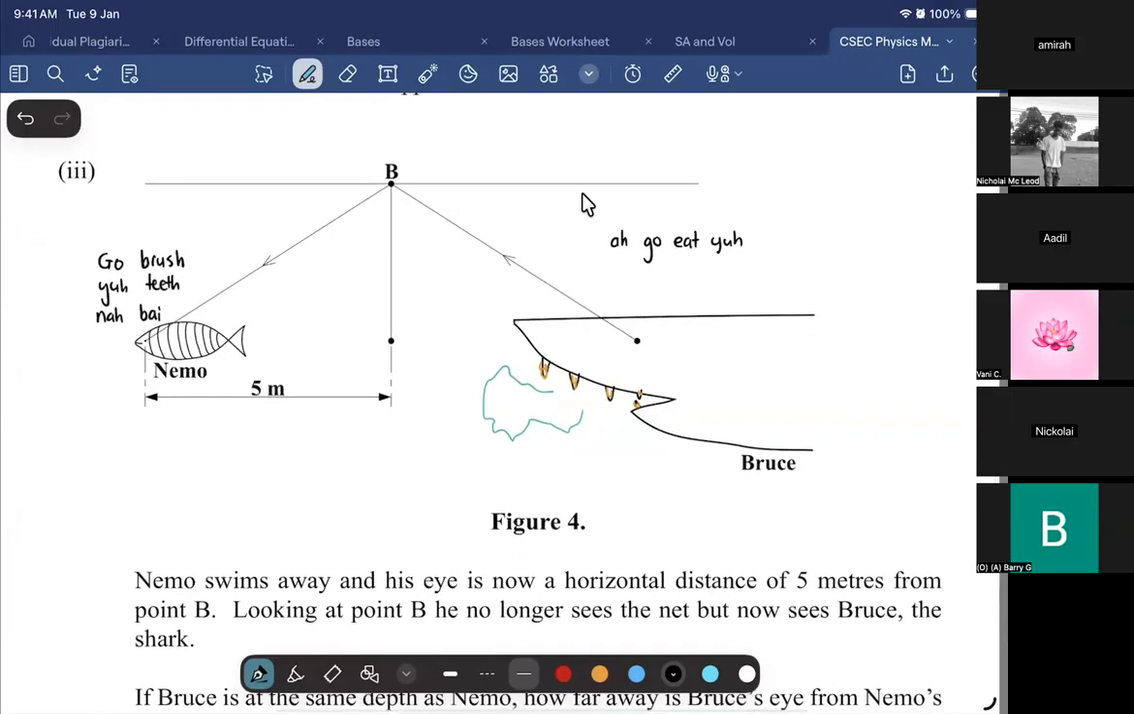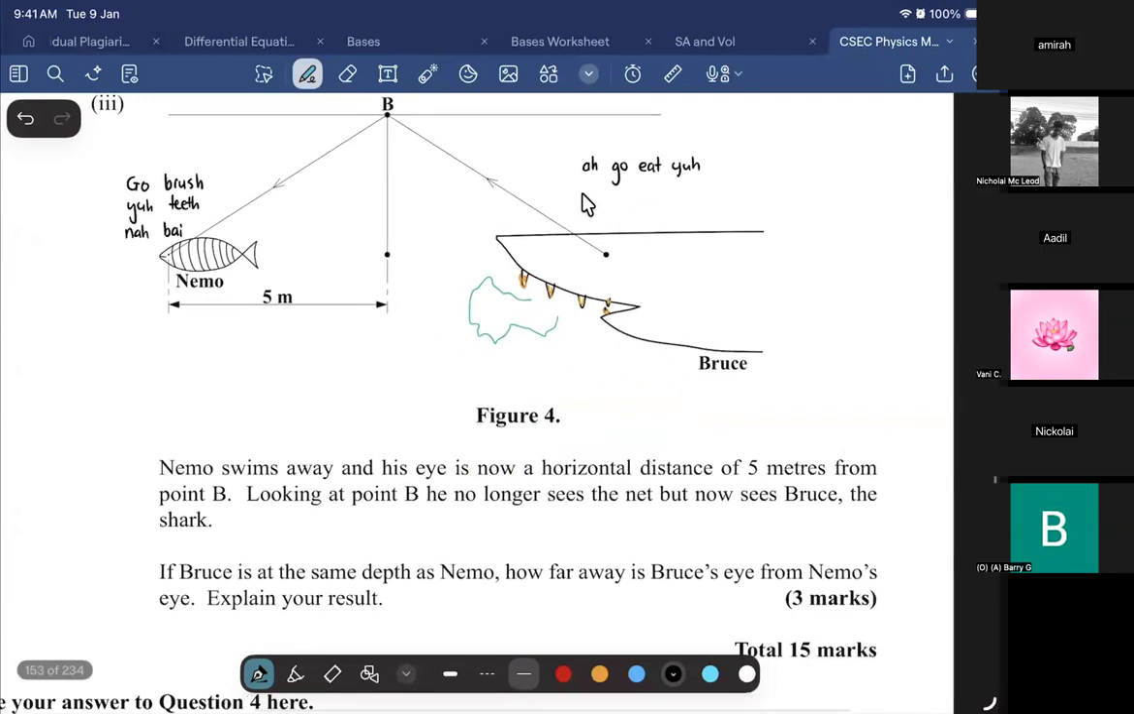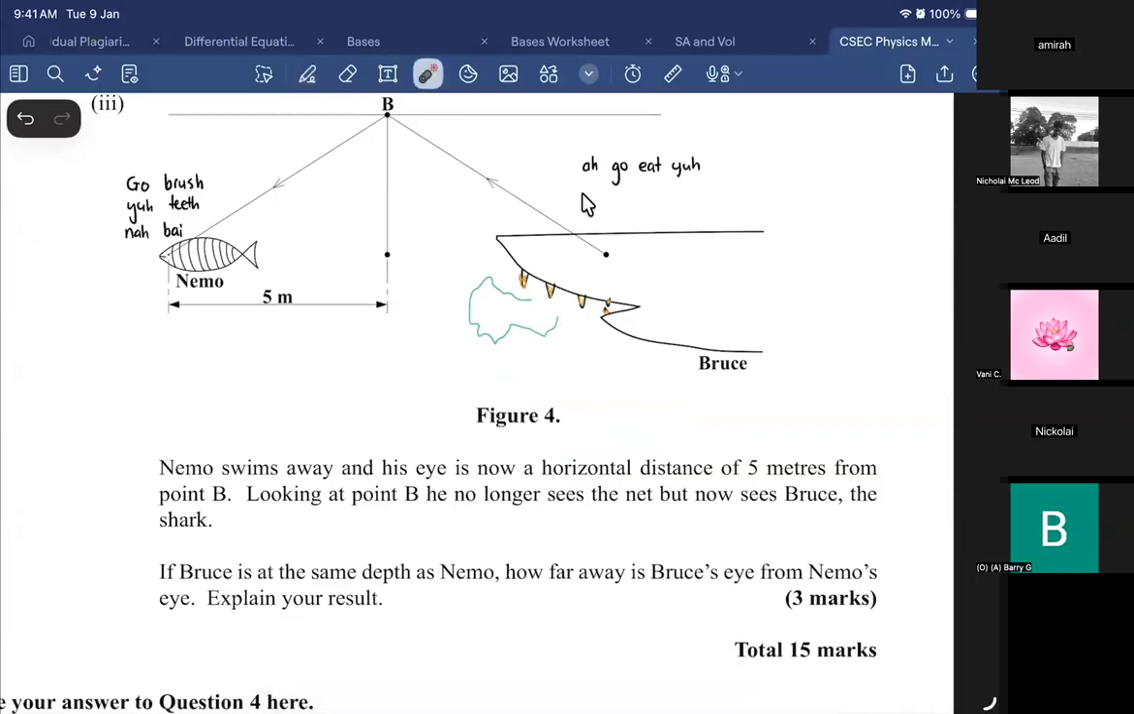All right. I think this answer is really simple. They're asking us how far Bruce's eye is from Nemo's eye. I think all of us know the answer. What's the answer? 10 meters. 10, right? No, let me understand why. Quickly, let me understand why.